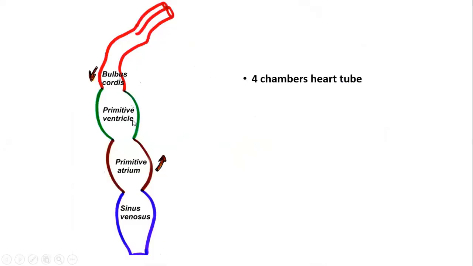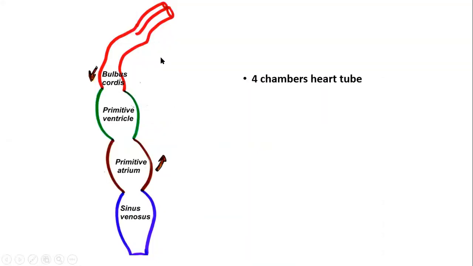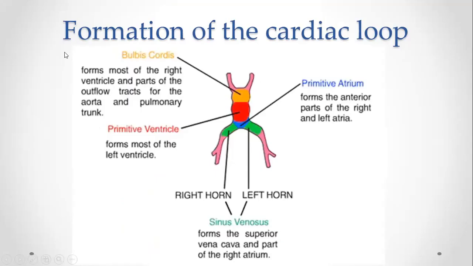Then above that is the primitive ventricle, from where most of the left ventricle develops. Above that is the bulbus cordis. The bulbus cordis, as you can see here, forms most of the right ventricle. So the primitive ventricle will form most of the left ventricle, and the bulbus cordis will form most of the right ventricle and part of the outflow tract for the development of the aorta and the pulmonary trunk. Not only the right ventricle, but also the aorta and the pulmonary trunk develop from this bulbus cordis. Okay.